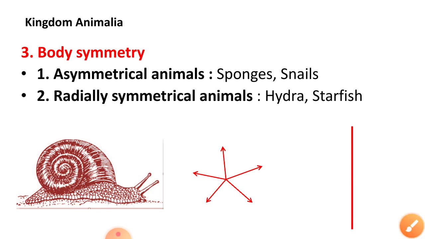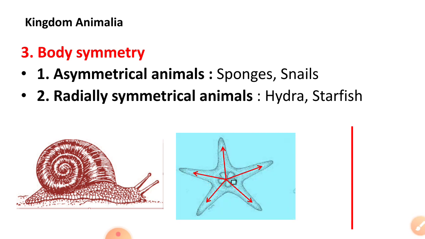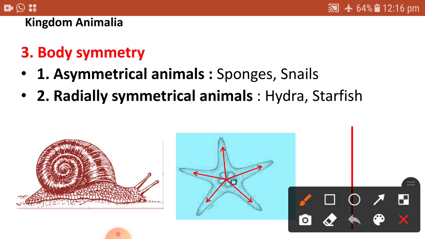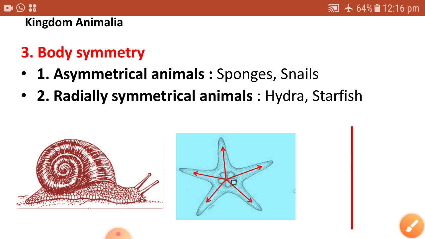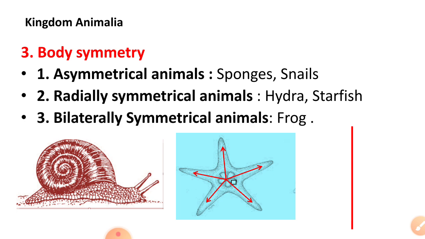Now the second type, radially symmetric animals. The body of these organisms can be divided into two similar parts by a number of planes. We can divide these organisms into equal halves by many planes. All these cuts pass through the center and appear like radii, so they are called radially symmetric organisms. This type of radial symmetry is found in Hydra or starfish-like organisms. And now the third type of symmetry is bilateral symmetry. In bilaterally symmetric animals, there is a variety of organisms.